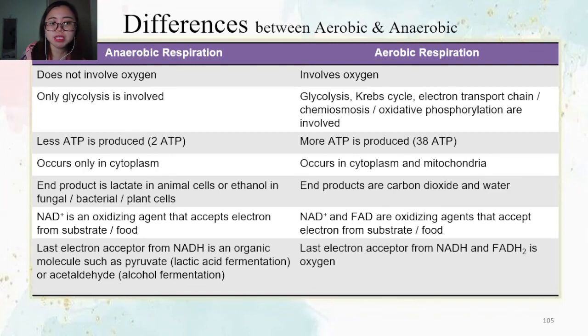So kalau kita mau bandingkan antara aerobic dengan anaerobic respiration, of course, you can do this comparison by yourself. So I won't be reading all of this. To point things out, you can compare general things like, does it need oxygen? What kind of processes does it involve? How many molecules of ATP will be produced? Where does it occur? What is the end product?